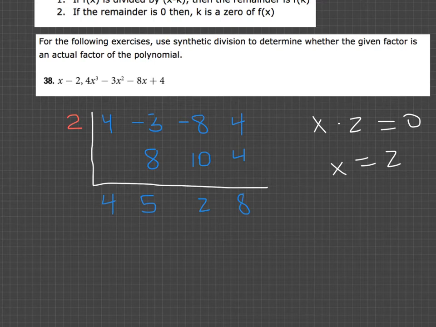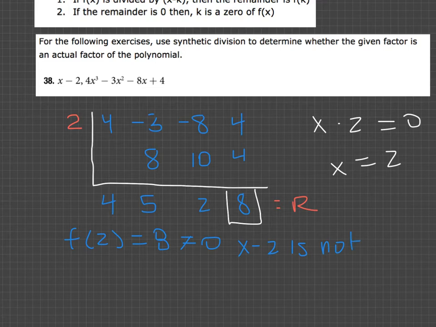Okay, so this is the remainder. And I'm just going to use a capital R to stand for remainder. It's not equal to 0, but what that tells us is if we evaluated the function at 2, the result would be 8. And since it is not equal to 0, that means that x minus 2 is not a factor.